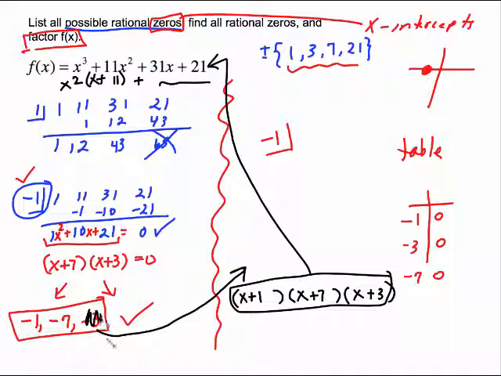Pretend for a second that this was a positive 3, and that would have meant that this factor would have been x minus 3. But it's not. This is the correct factorization.